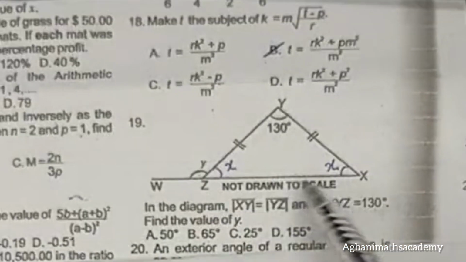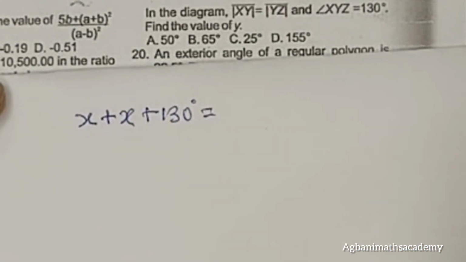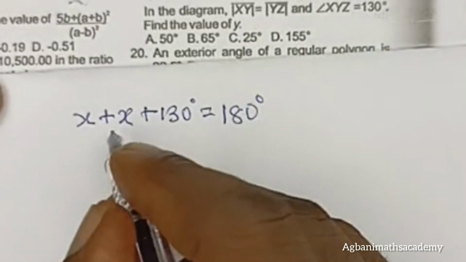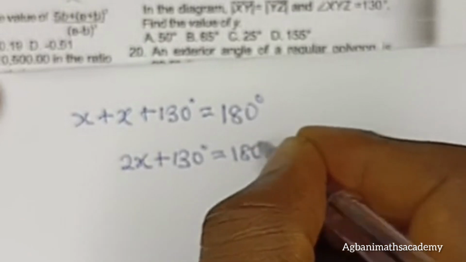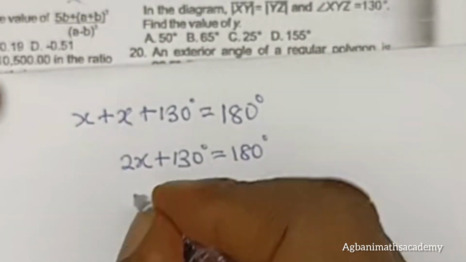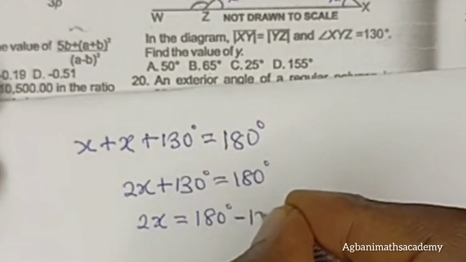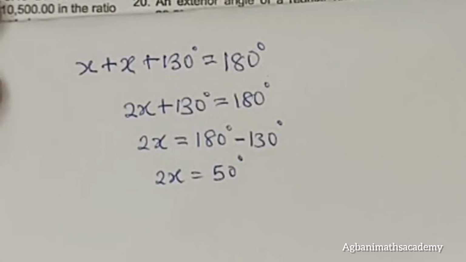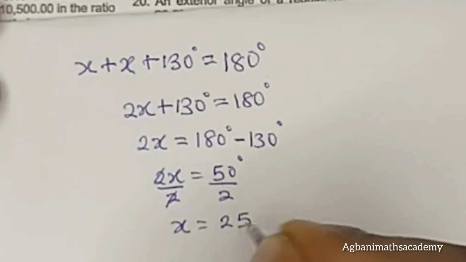So we can simply say sum of angles in a triangle, x plus 130 degrees is equal to 180 degrees. The sum of angles in a triangle is equal to 180 degrees. X plus x gives you 2x. So 2x plus 130 degrees is equal to 180 degrees. Moving 130 to the right, it becomes minus. So 2x is equal to 180 degrees minus 130 degrees. So 2x is equal to 50 degrees. So when you divide both sides by 2, you have x is equal to 25 degrees.